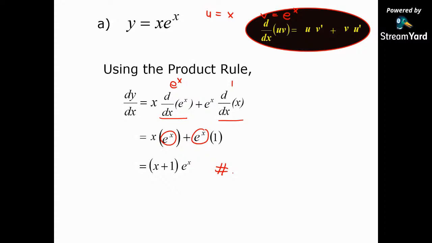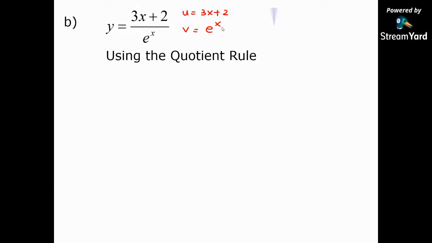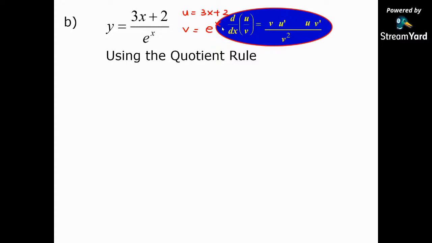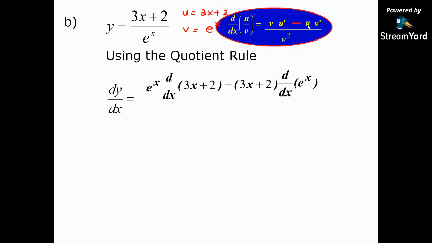Now let us proceed to B. We got u equal to 3x plus 2, and then v is equal to e to the power of x. And then we're going to use the quotient rule: vu' minus uv' over v squared. Substitute into the formula. v is e^x, and then we're going to differentiate 3x plus 2, minus u, 3x plus 2, differentiate e to the power of x, over v squared.